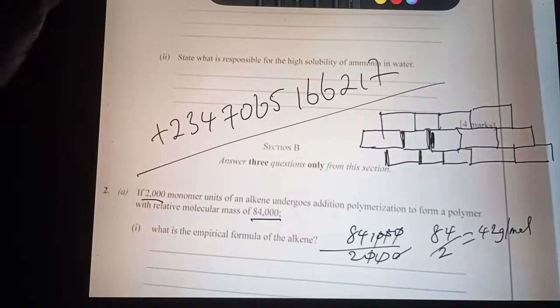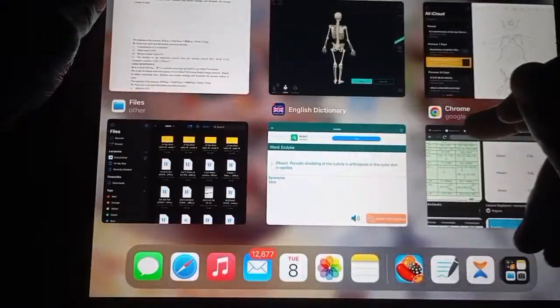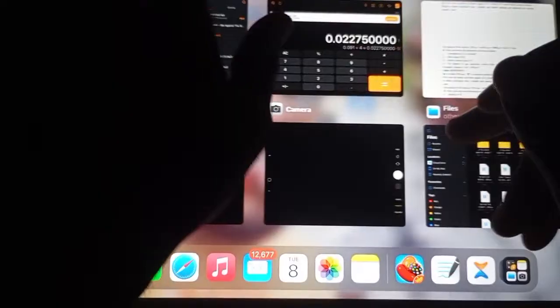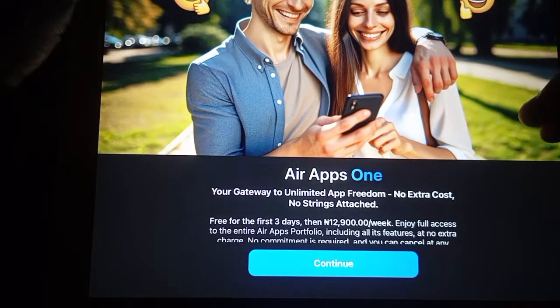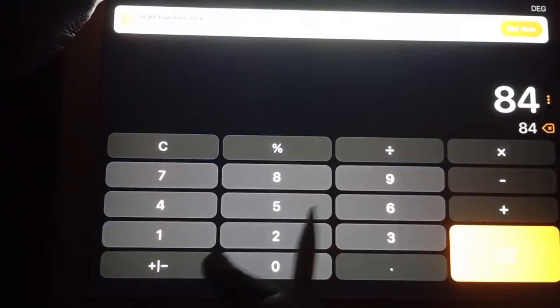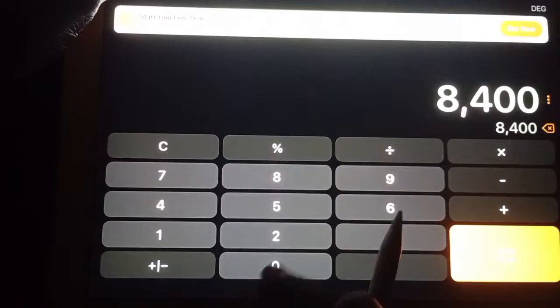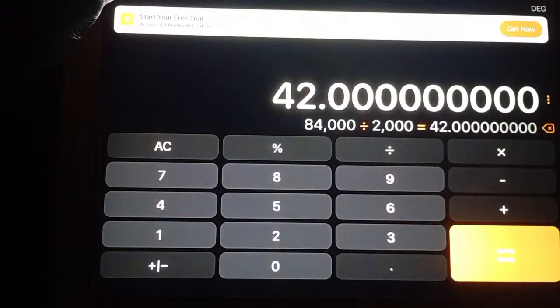How did I do that? By dividing 84,000 by 2,000. Maybe I should use a calculator, provided they will not show advertisements, because I connected this thing to the internet. Okay, 84,000 divided by 2,000 is 42. So I was correct. We go back.